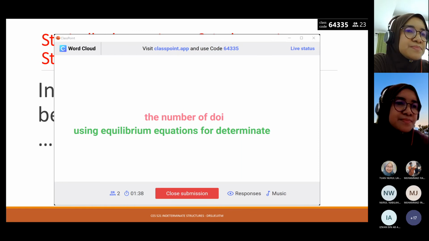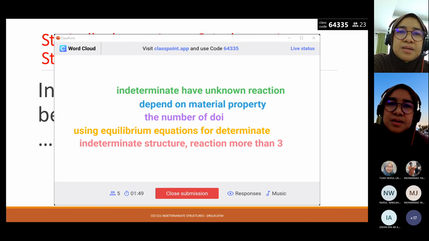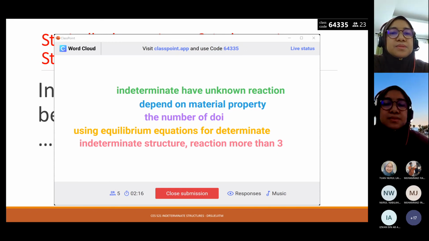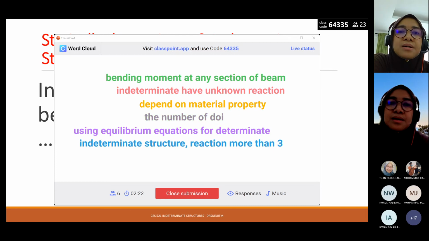there are 23 people here, where are the other answers? Okay, more. An indeterminate structure has more than 3 unknown reactions, so equilibrium equations are not enough. Okay, other than this, it depends on material properties. Okay, any more? Just answer. This is the time you want to test your understanding.